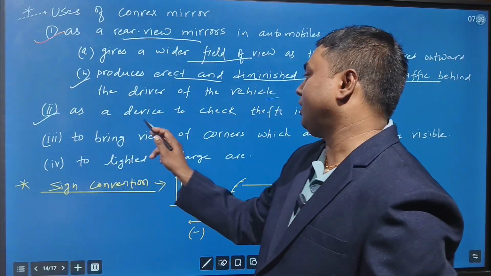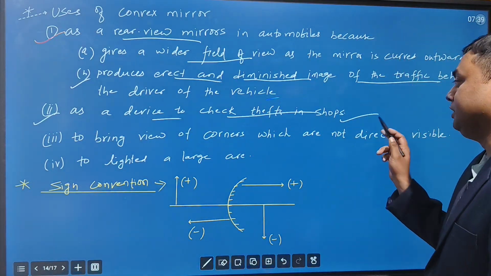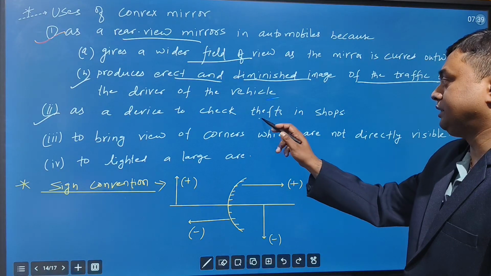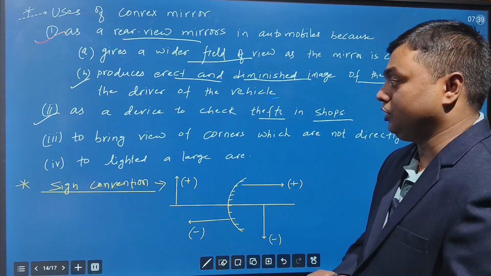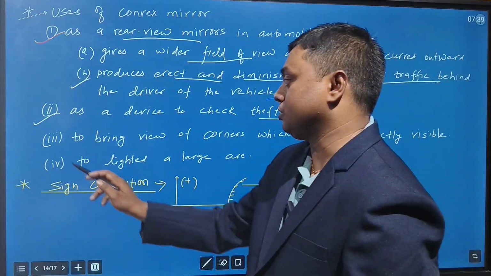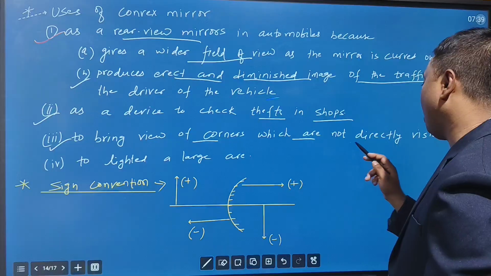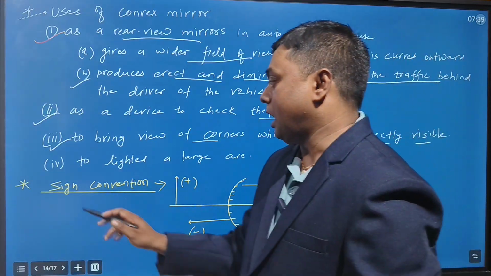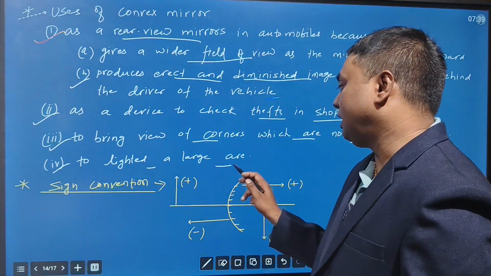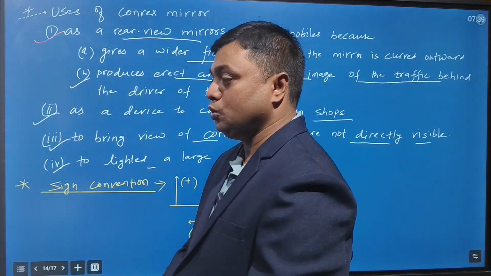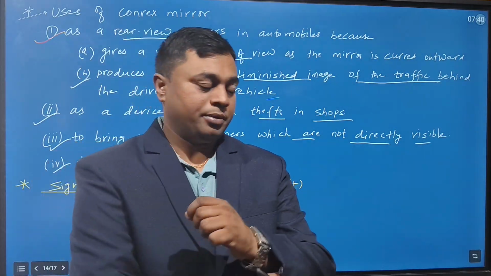Next, it is used as a device to check thefts in shops, especially in jewelry shops and big showrooms. It is also used to bring into view corners which are not directly visible, and it is used to light a larger area. So these are the uses you have to remember.